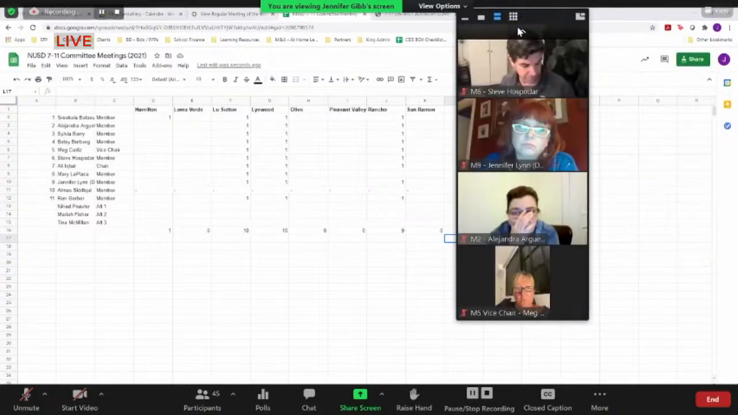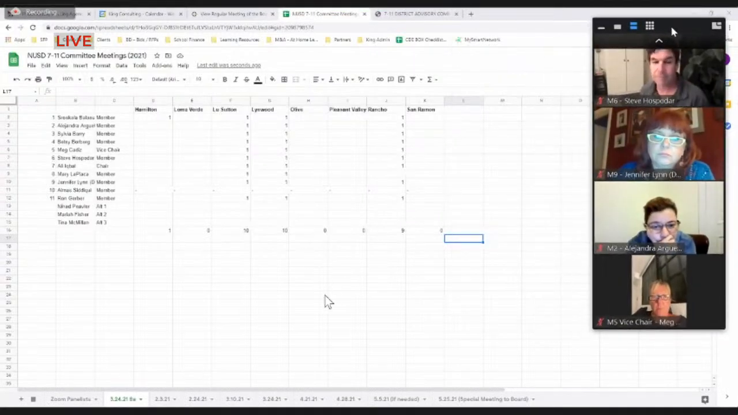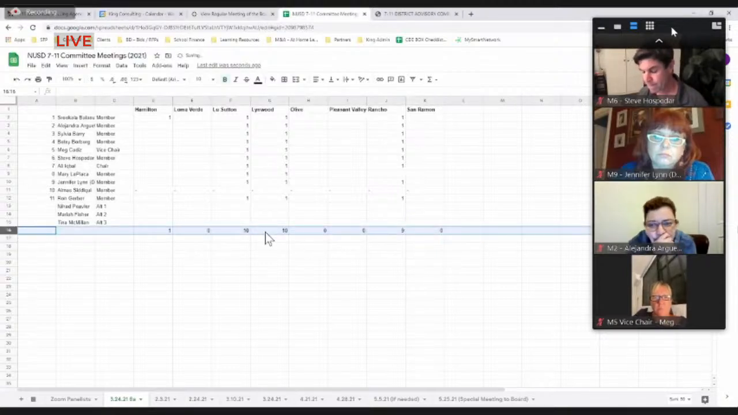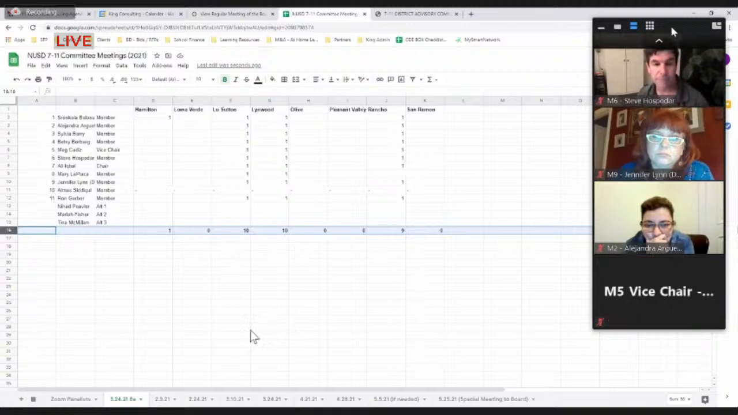So this is what we just discussed. Here are your members. This is a count of the total. So you have actively right now 10 members. You have 1 for Hamilton, 10 for Lucetton, 10 for Linwood, and 9 for Rancho. That's what it looks like just based on a poll. This is not a formal vote. That looks good. Thank you.